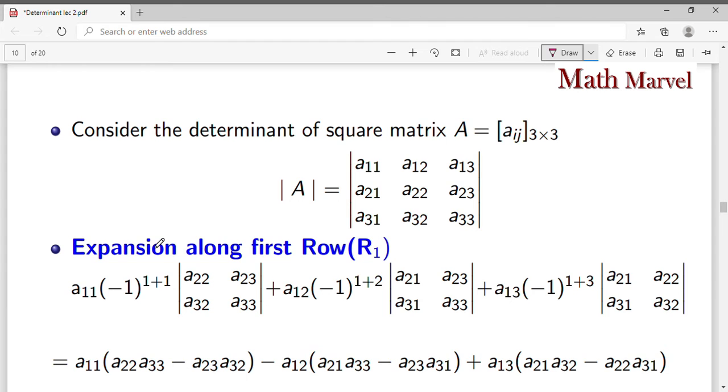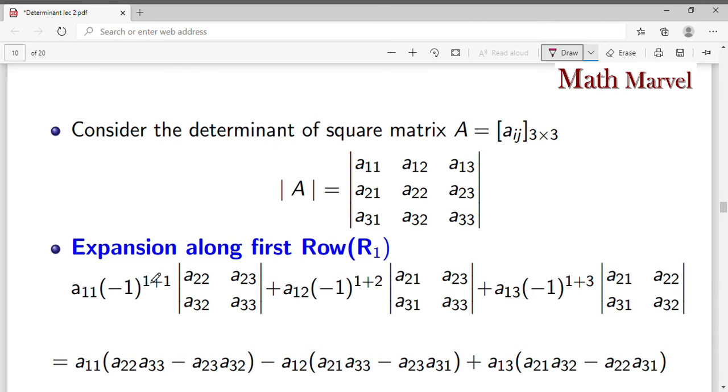Consider the determinant of a square matrix A equal to [aij]. This A matrix is of order 3 by 3. Now write it in determinant form. So the determinant of A is nothing but the determinant of the elements of this 3 by 3 matrix. So first is a11, a12, a13, a21, a22, a23, a31, a32, a33. Now we learn how to evaluate this 3 by 3 determinant using different rows and different columns.